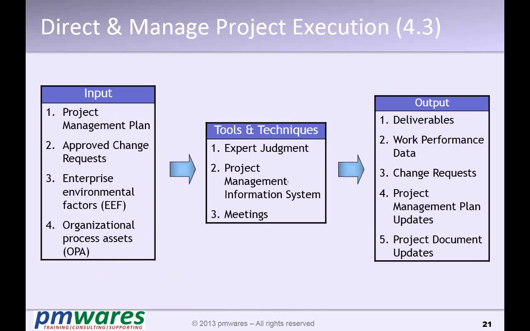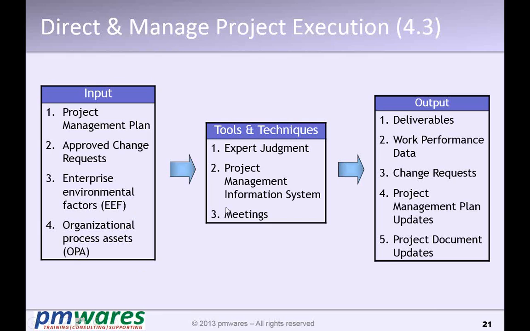Okay, so there are two things to input in this project management plan, because that is what you execute. And the second thing that comes into this is the approved change request. So if a change has gone through the change management process and is approved, as soon as it is approved, it is fed back into the execution, direct and manage project execution, and here it is implemented.